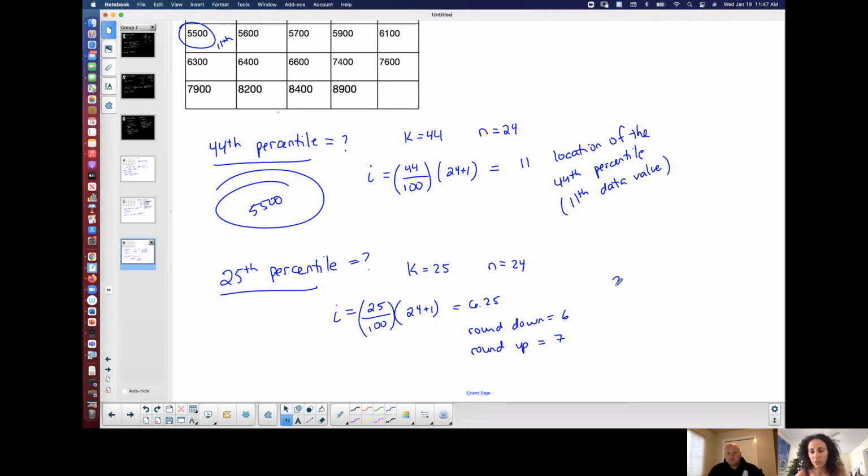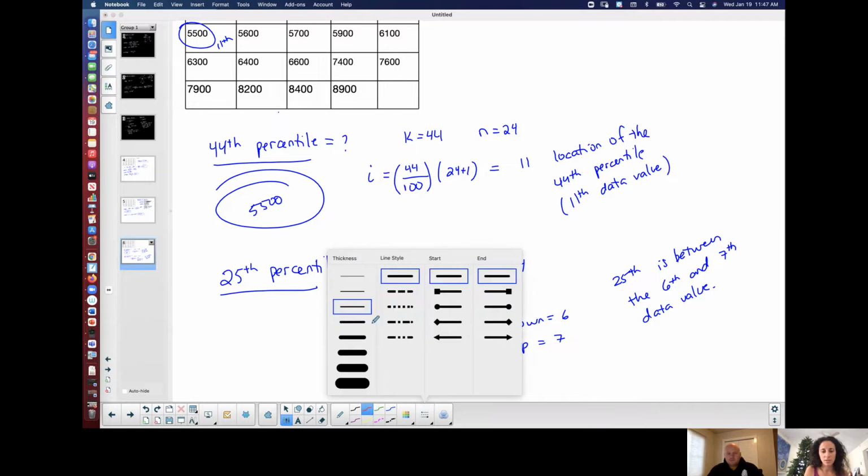So the 25th percentile is between the 6th and 7th data value. Does that make sense? This is probably the part that gets weird and funky when you get a decimal. So really all you do is just take the number in between the lower end and the higher end. Round down 6, round up 7, take between the 6th and 7th.